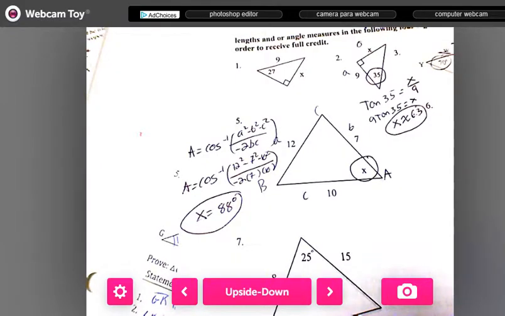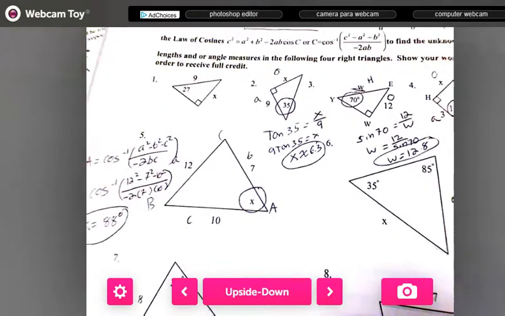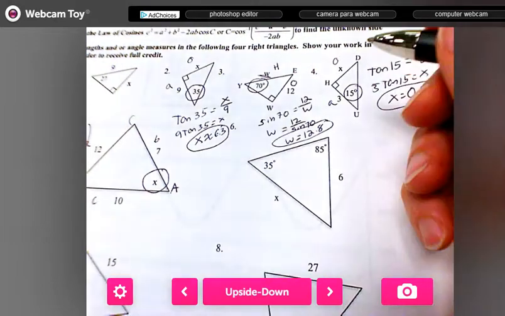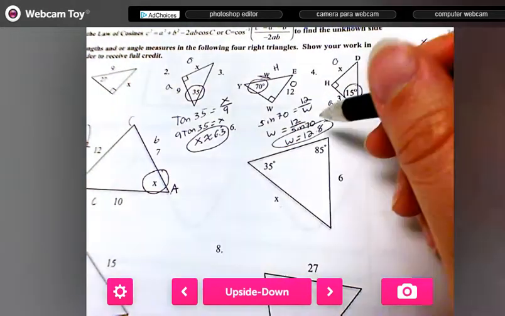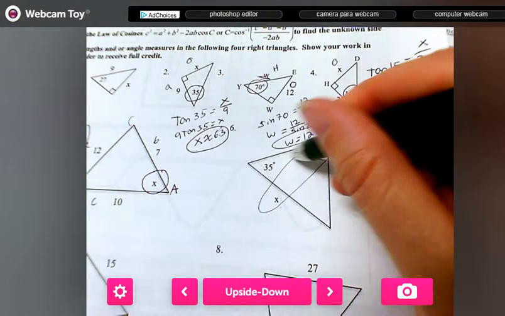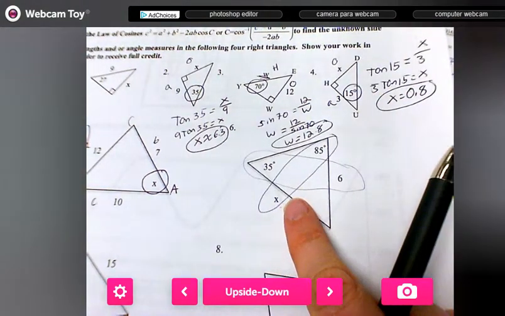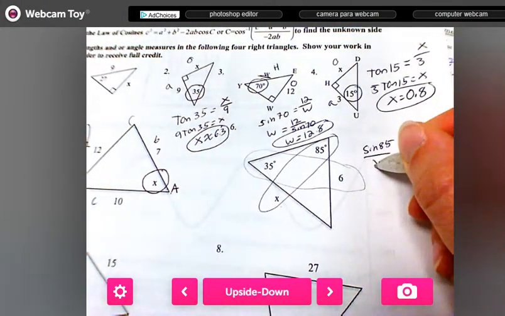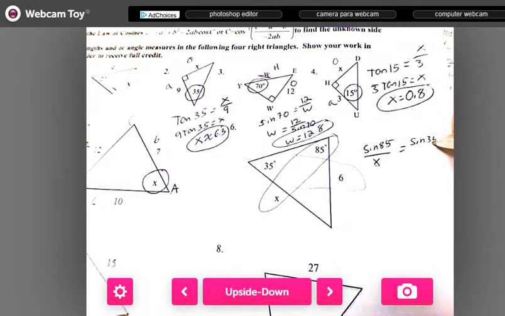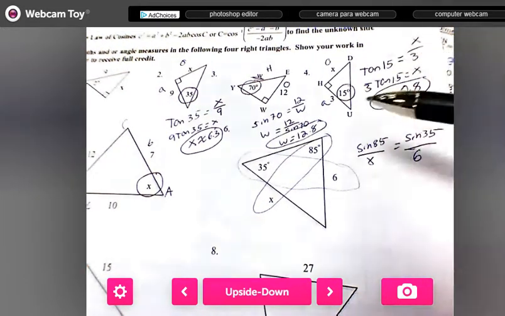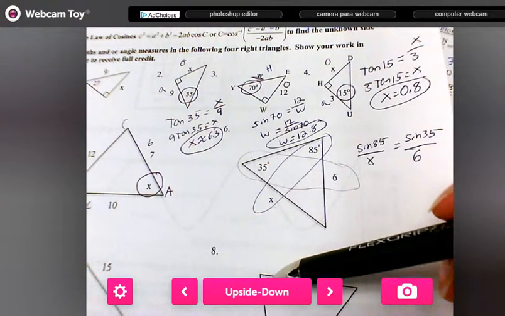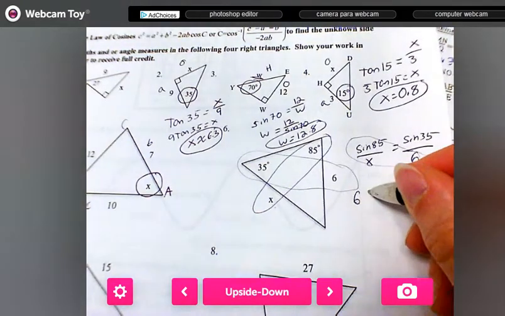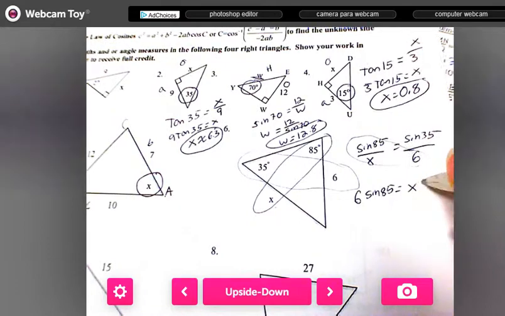Want to do 6? Okay, when we're looking at 6, everybody's got 5 down, so I can move it over? Okay, we're looking at 6. I want to find this side. So I know I need this side and this angle and this side and this angle. That makes my life a lot easier. I can just use law of sines. So I'm going to go sine of 85 over x equals sine of 35 over 6. You're just going to put the sine of the angle over the number across from it. And then I cross multiply and I get 6 sine 85 equals x sine 35.